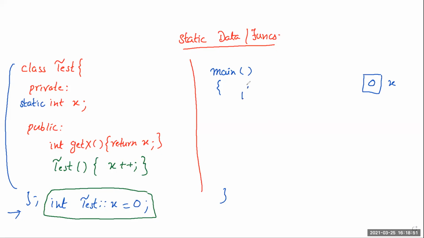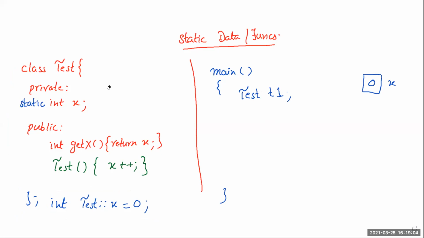Now in the main, we create an object test t1. When you do that, what should happen? We know that whenever you create an object, the constructor is called. So we go to the constructor, and in the constructor it says increment the value of x. So this x which was 0 will be incremented and it will become 1. Now I create another object of this class, test t2.